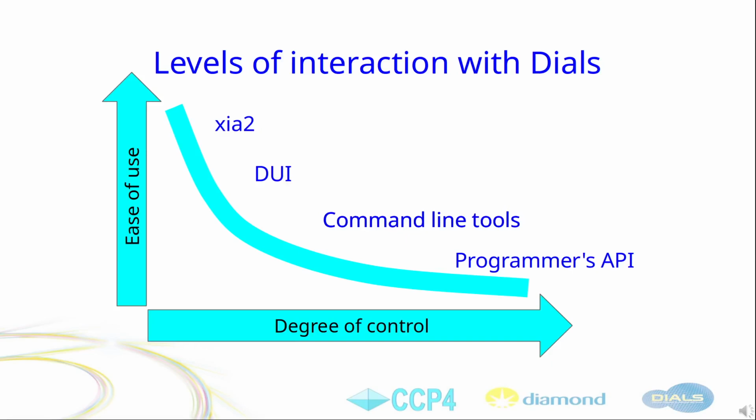The command line is not the only way to use DIALS. As I already mentioned, there is a way to use DIALS from code. There is DUI and there is xia2. xia2 is the highest level, where you just type xia2 space directory and then it runs everything for you, all the commands and processes.